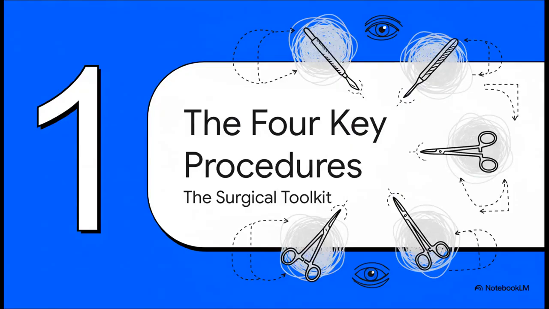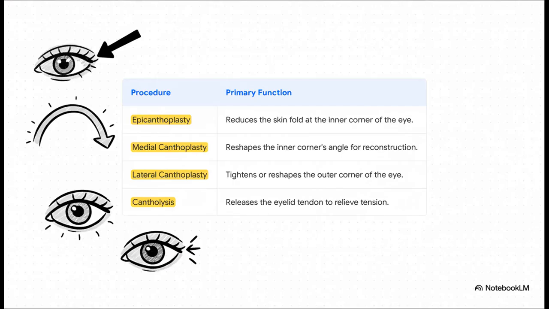All right, so if you want to adjust those anchor points, a surgeon has basically four main tools in their toolkit. Each one does something very different, so let's break them down. Okay, check this out. First up is Epicanthoplasty. This one is all about that inner corner, specifically for reducing what's known as an epicanthal fold. Then you have lateral canthoplasty, which, as the name suggests, works on the outer corner.